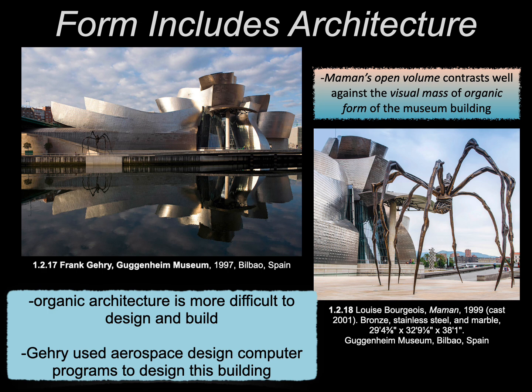Form can be architectural. The architect Frank Gehry is well known specifically for organic forms, which are unique in architecture. Most buildings are geometric. Organic architecture is much more complicated to engineer and construct. For this museum in Spain, he was inspired by the city of Bilbao's tradition of shipbuilding. Gehry used aerospace design computer programs to design this building. The sculpture Maman by Louise Bourgeois works very well in contrast to the museum. Her spider works well here because it has a large volume compared to its mass. The central section is an open volume, and it looks good beside the solid mass and volume of the museum.